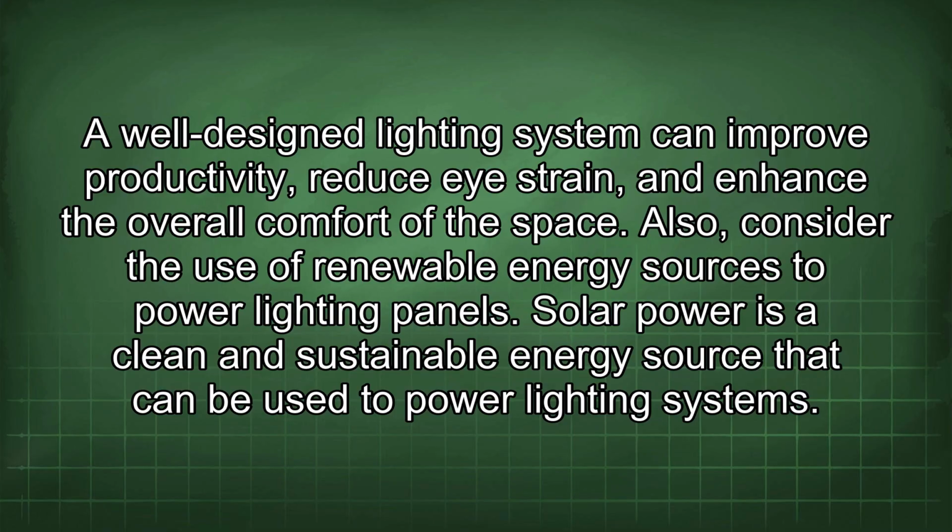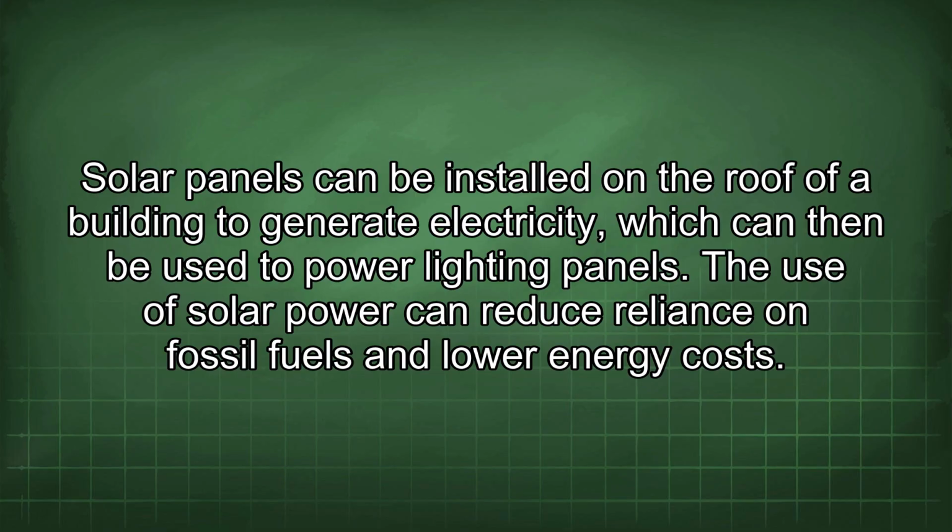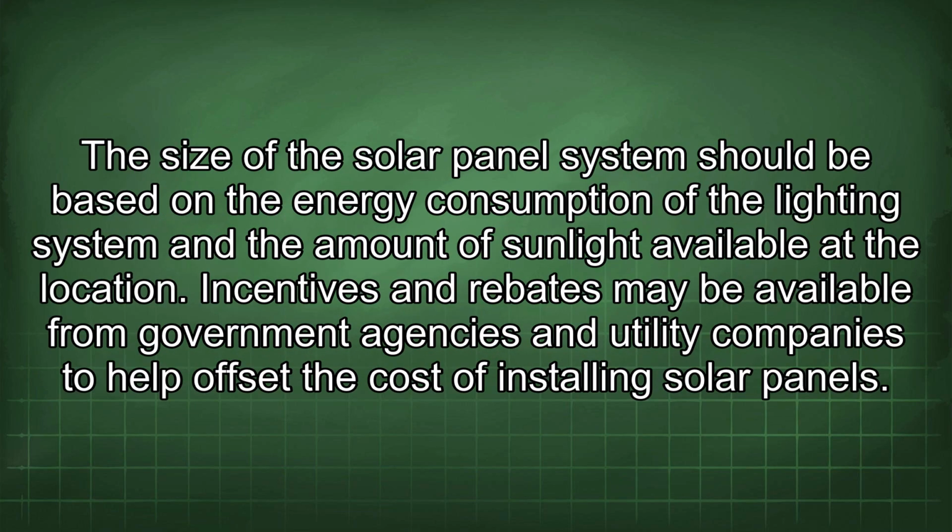Also, consider the use of renewable energy sources to power lighting panels. Solar power is a clean and sustainable energy source that can be used to power lighting systems. Solar panels can be installed on the roof of a building to generate electricity, which can then be used to power lighting panels. The use of solar power can reduce reliance on fossil fuels and lower energy costs. The size of the solar panel system should be based on the energy consumption of the lighting system and the amount of sunlight available at the location.